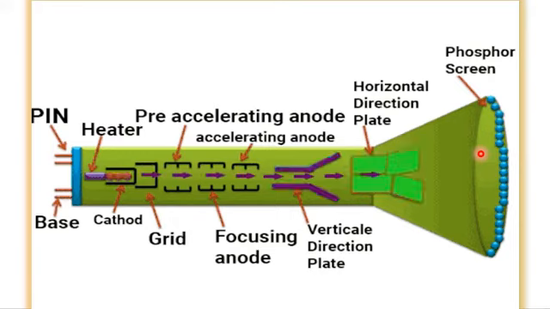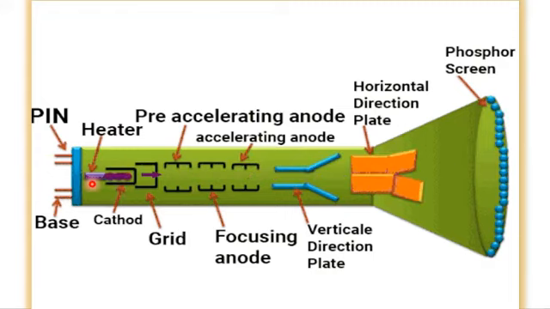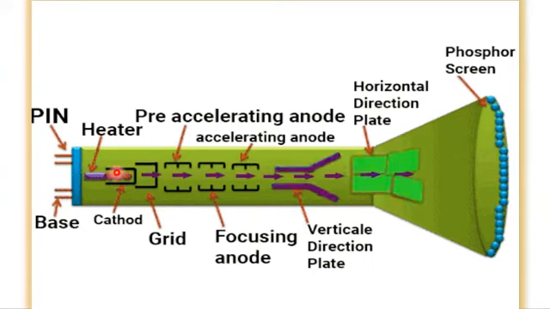Dear student, for simplicity, the term electron gun, which is very commonly used, is usually based on a pin as well as a heater and cathode, and this device is usually based on thermionic emission. However, the electron gun may be a combination of a grid, a pre-accelerating anode, a focusing anode, as well as an accelerating anode.